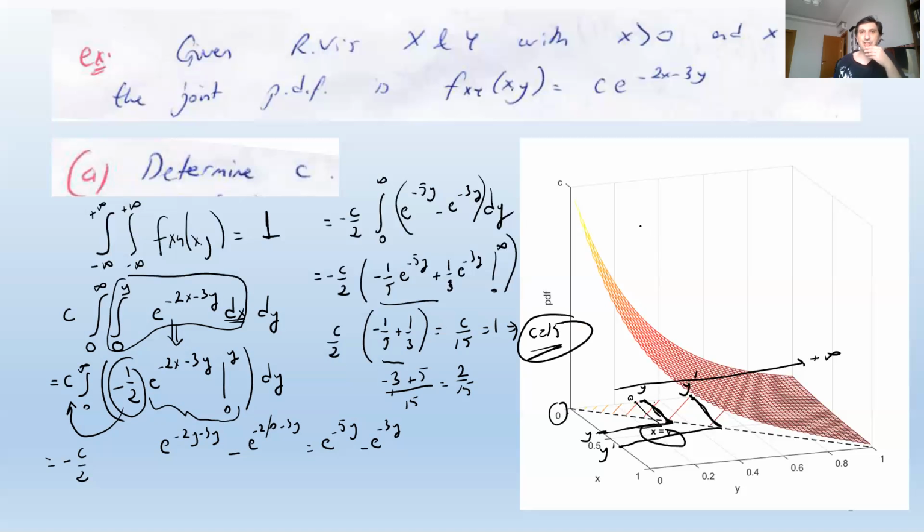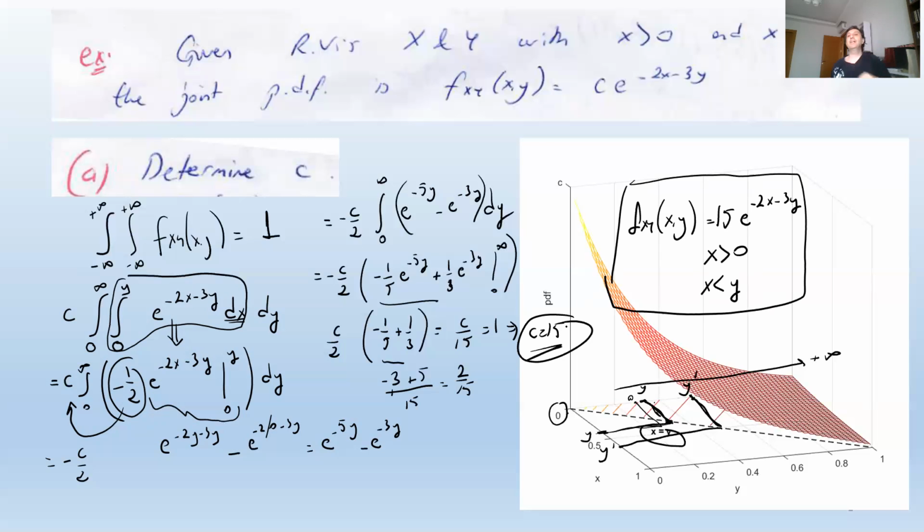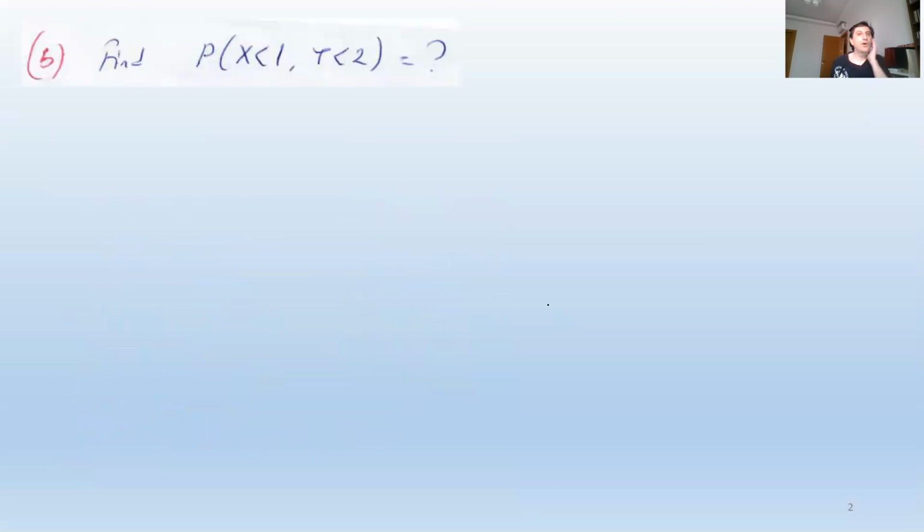So we got the probability distribution function of this. The joint probability distribution function is going to be equal to 15 exponential minus 2x minus 3y, and the support of the random variables is x greater than 0 and x smaller than y. So this is the description of our random experiment. All right. What is the probability that x is smaller than 1 and y is smaller than 2?